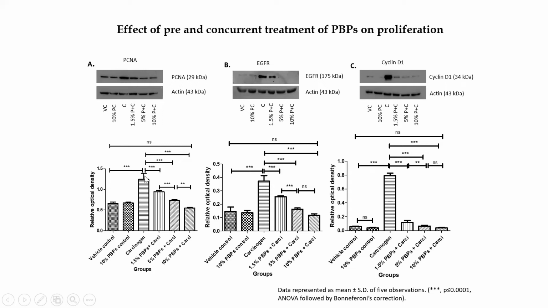Now, in this case, the expression of PCNA goes on decreasing from tumor to treated, to the higher dose of treatment, and further to the still higher dose of treatment. This shows decreasing proliferation. Similarly, in case of EGFR, the housekeeping gene is equal, that means we have equally loaded the protein. However, the EGFR is downregulated, that means its expression is going down with the increasing dose. I have given the treatment with 1.5% dose, then 5%, and 10%. Similarly for cyclin D.